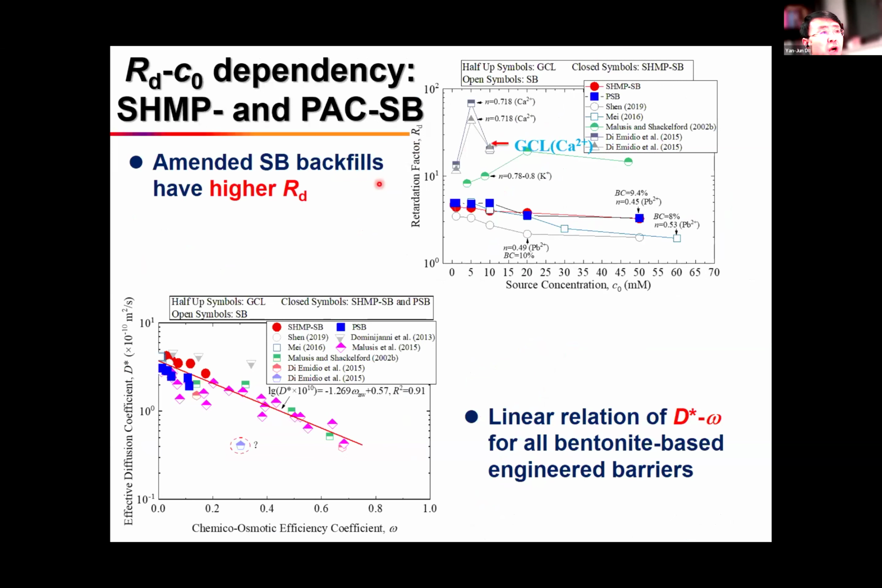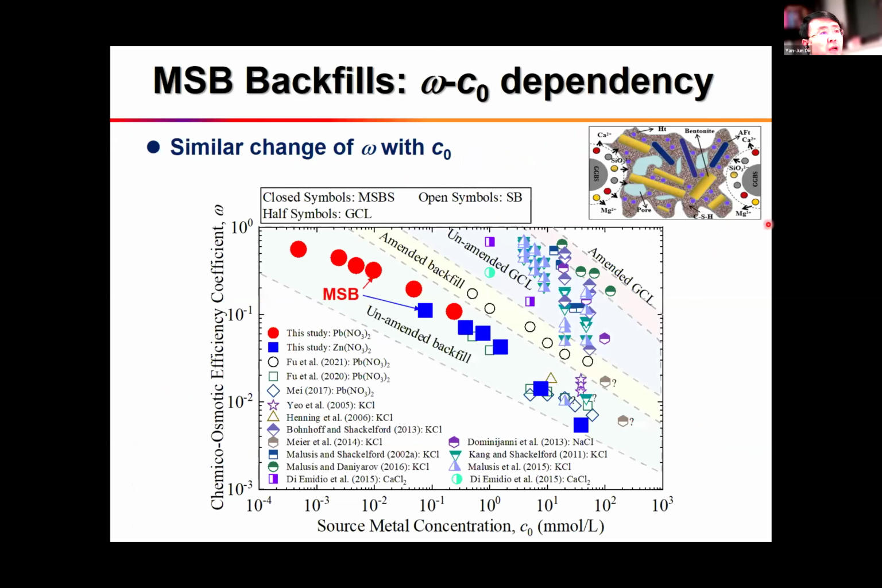We find that the D' value and omega have a very good linear relationship on the semi-log scale. The Rd value of the amended SB backfill is higher than the unamended SB backfill. For the MSB backfill, the change of omega with C0 is almost the same.